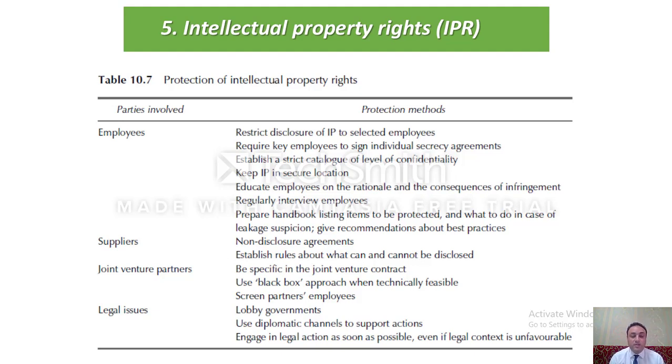Also the suppliers of the company may be involved in the protection of intellectual property rights. For example, making non-disclosure agreements between the company and the suppliers, or establishing rules about what can and cannot be disclosed. Third, we have the joint venture partners. You have a company and have another partner. Maybe there will be a lot of secrets and so on. So you can protect by different methods: by being specific in the joint venture contract, in the items or articles of the contract, using the black box approach when technically feasible, or screening partners' employees.